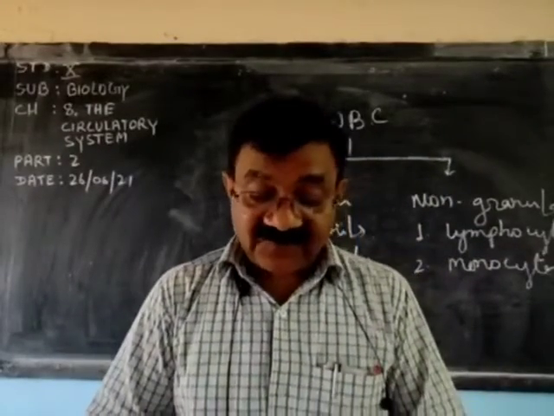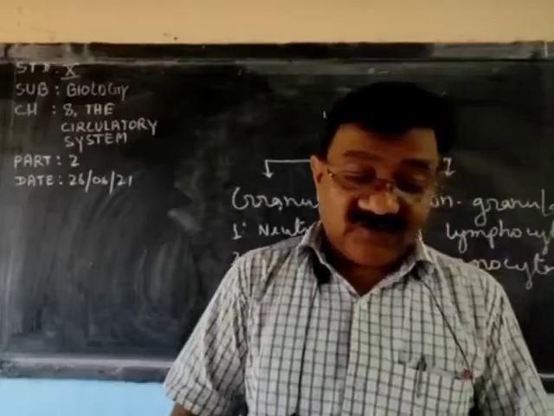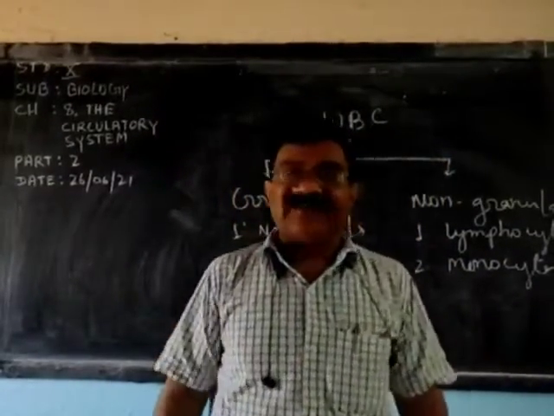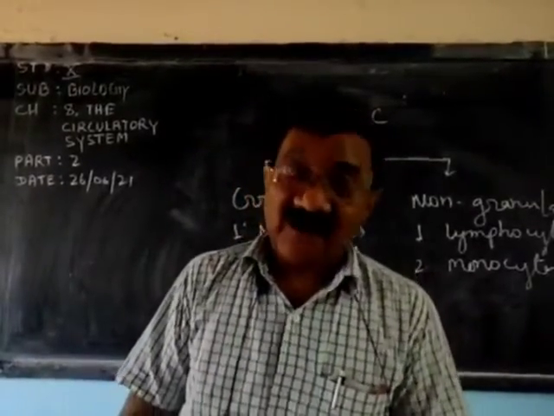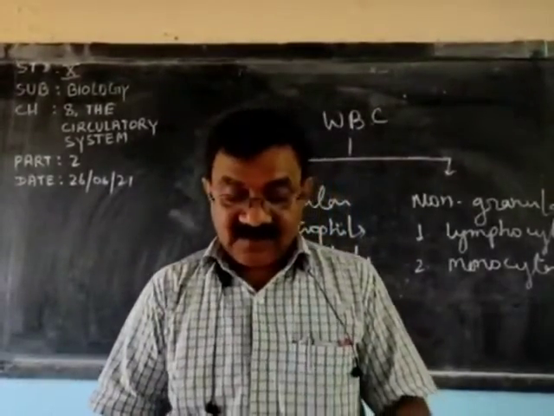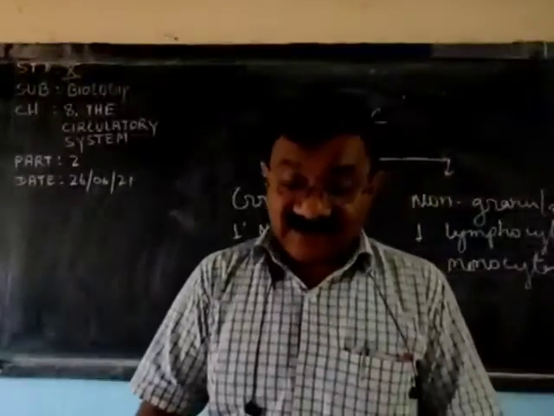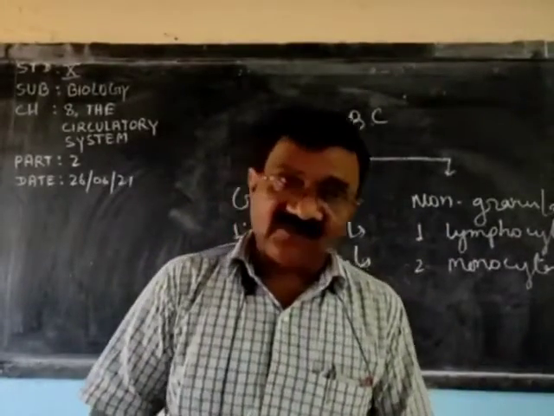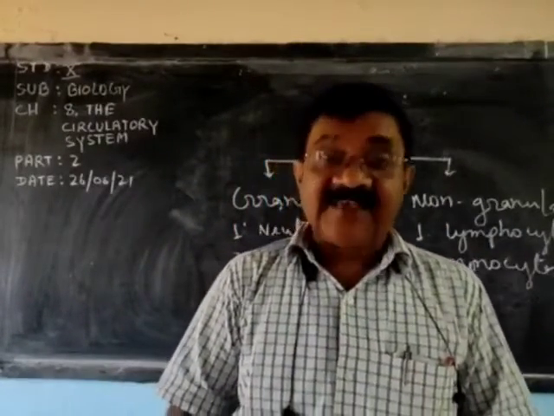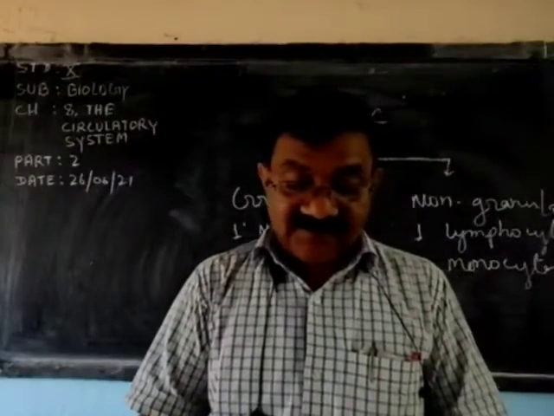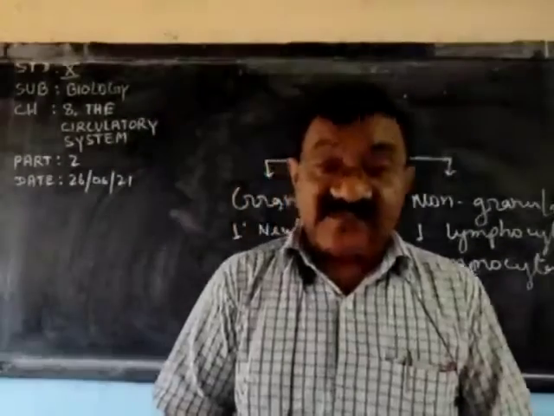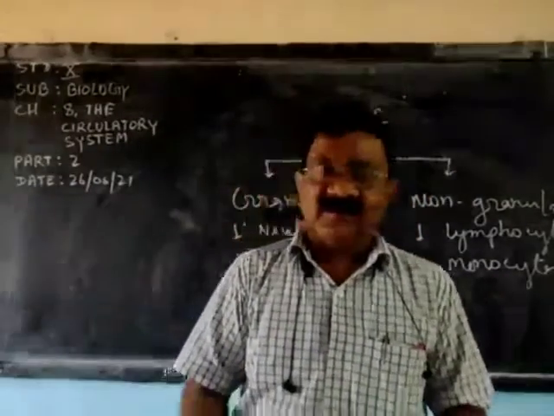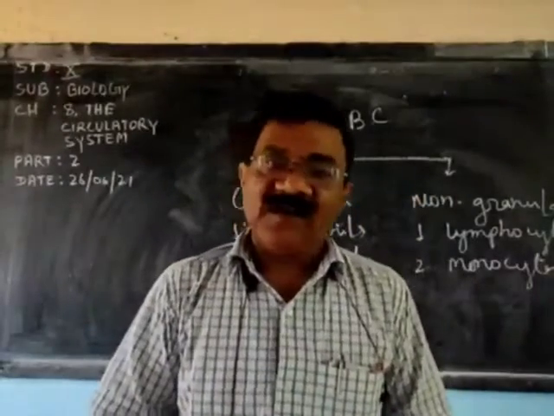Okay. The function of neutrophil is to engulf bacteria, and the process of engulfing bacteria is known as phagocytosis. Okay. And eosinophil is associated with allergy. This also engulfs bacteria and secretes antitoxin. And basophil releases chemicals, histamine, for inflammation, which dilates blood vessels. So these are the granular types of WBC.